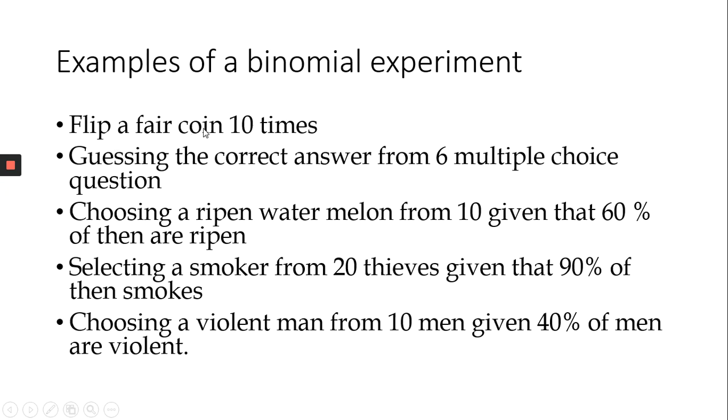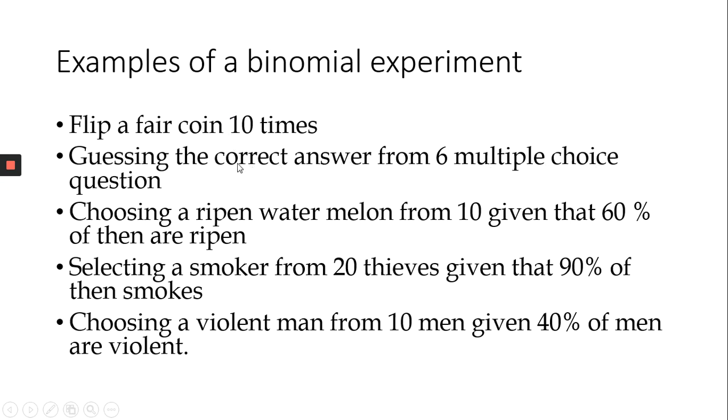So here, when you flip a coin 10 times, this is an example of a binomial experiment because there are exactly two possible outcomes. It's either you get a head or a tail. The probability of getting a head, we know it is half. That of getting a tail, we know it is half. So you can see that the probability P plus the probability Q is equal to 1. It is actually mutually exclusive, because once you get a head, it means you will not get a tail. So that is an example of a binomial experiment.